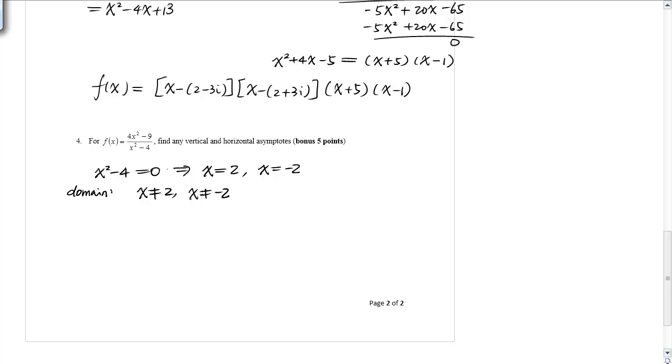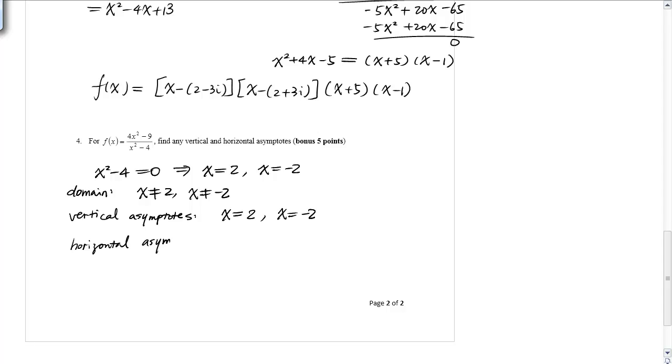But for vertical asymptotes, these two vertical lines, x equals 2 and x equals negative 2, are the vertical asymptotes, because they represent the two vertical lines that the function graph will try to approach infinitely but will never touch. So that's how you find the vertical asymptotes for a rational function, by finding the domain or by finding the zeros of the denominator function. Horizontal asymptote.